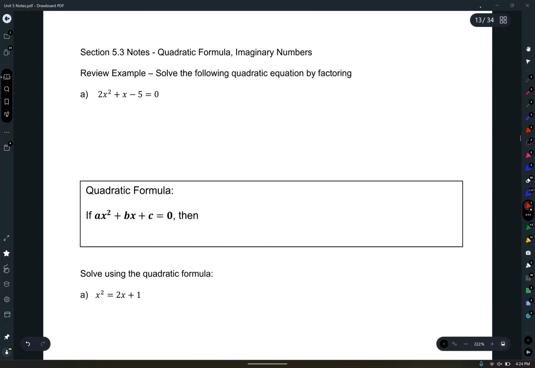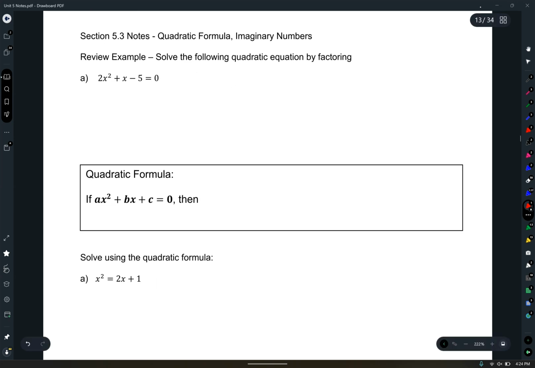This is section 5.3. So if you recall, in 5.1 we learned how to solve quadratic equations, quadratic meaning they have square terms. We solved by factoring. And then in section 2, we just did some applications of that same thing. So we were still solving by factoring. So for our first example, let's take one step back and just practice the solve by factoring method.